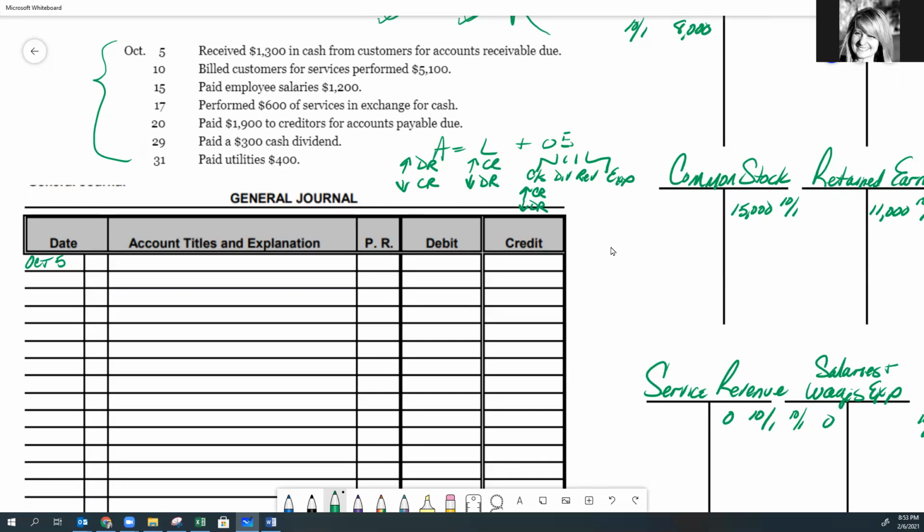For dividends, when dividends increase, that makes owner's equity go down. We make owner's equity go down with a debit, and we therefore make our dividends go up with a debit. Why? Because they make owner's equity go down. And so if we want to decrease dividends, we're going to do that with a credit.